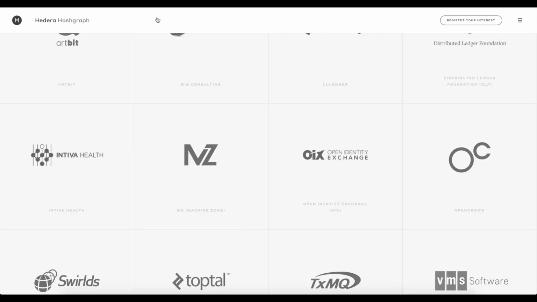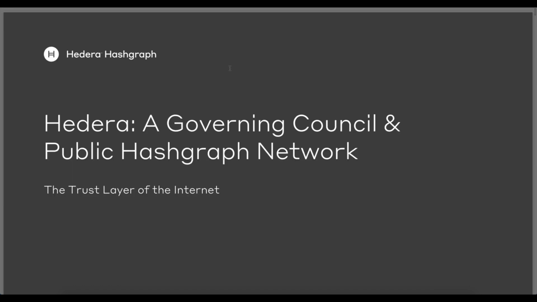So let us quickly see what's in the white paper. This is the Hedera Hashgraph white paper, a governing council and a public Hashgraph network.